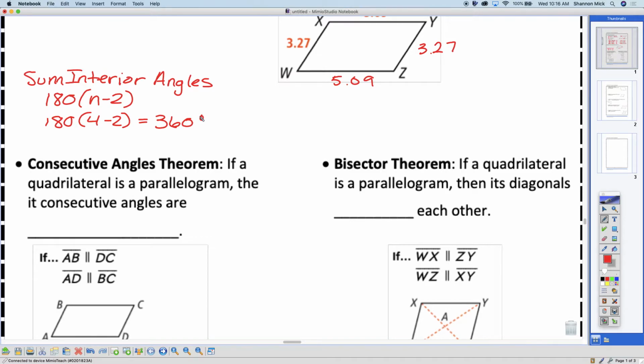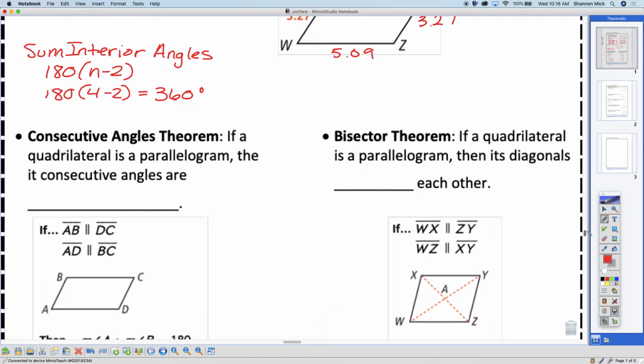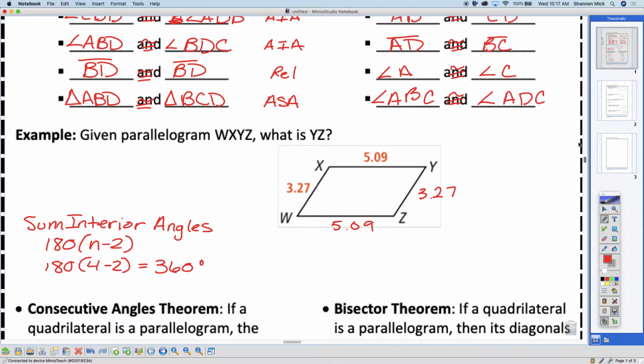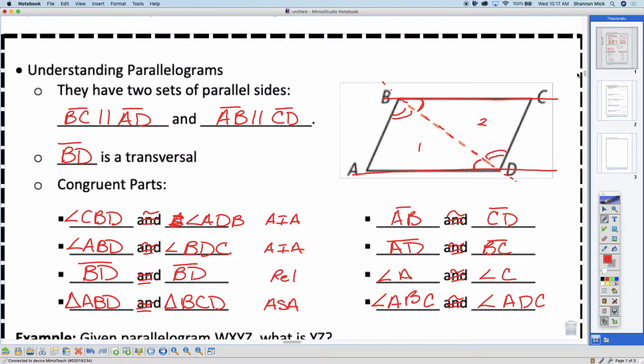So there are things we know about this, and we're going to use them. Next thing is the consecutive angle theorem. If a quadrilateral is a parallelogram, and parallelograms have two sets of parallel sides, then the consecutive angles are what? Let's go back to our transversal up here. These are our parallel lines, and this is our transversal.